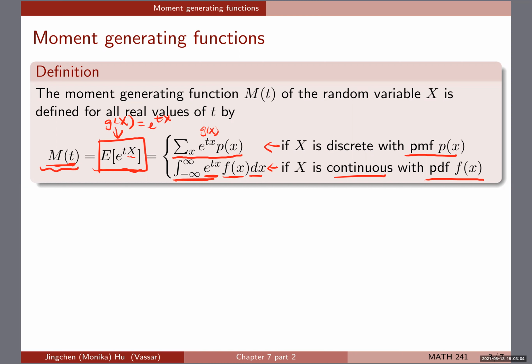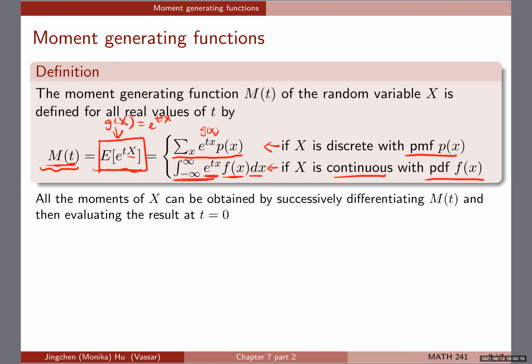Like I said at the beginning, the moment generating function can help us find the moments. All of the moments of X can be obtained by successively differentiating M(t) with respect to t, and then setting the result at t equals 0 to get the moments. This sounds a little bit vague, but let's talk about the first two moments, because the first moment is the expectation of X and the second moment is the expectation of X squared. Once you know the first two, you're able to get the variance. All right, so let's do it step by step.